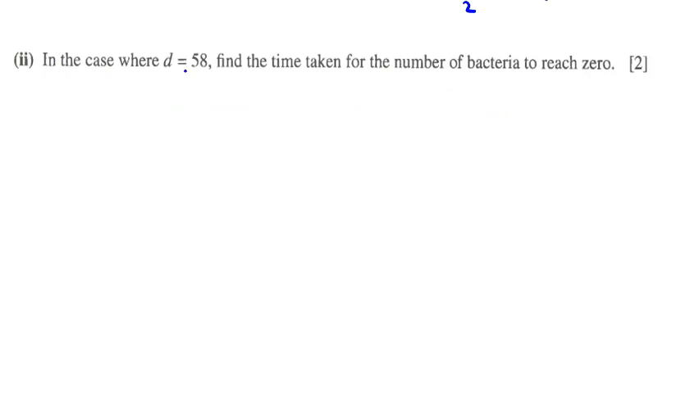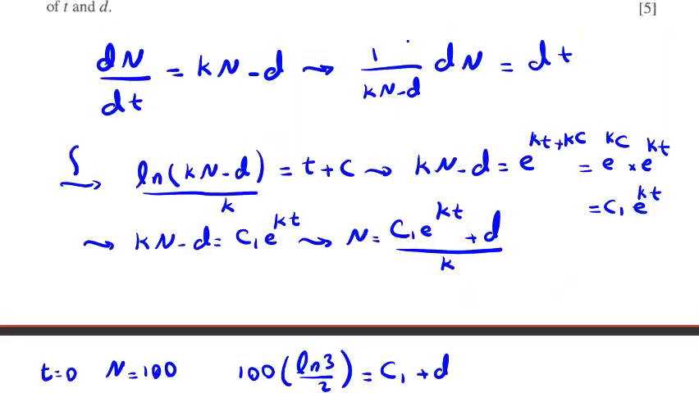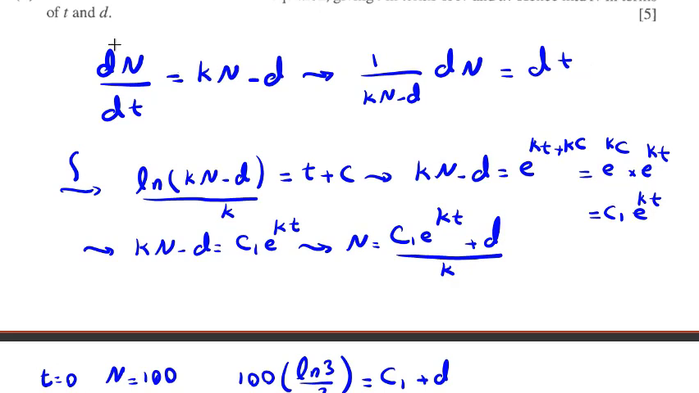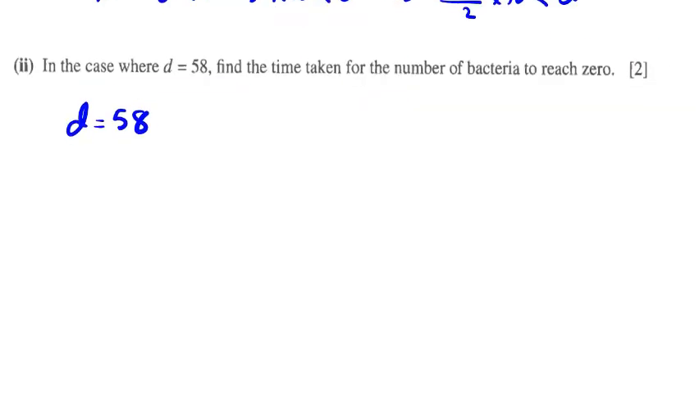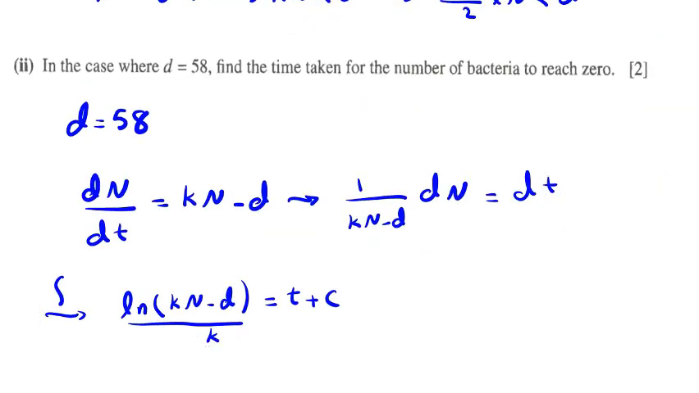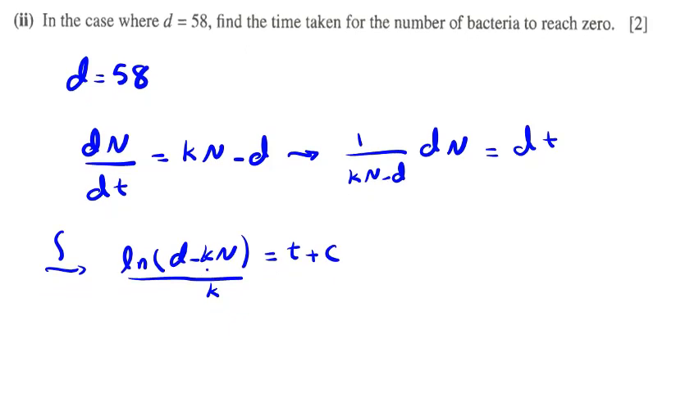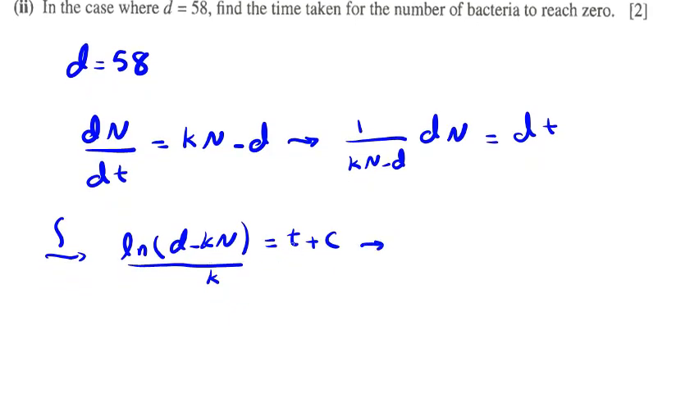Okay, for the second part, in the case where d equals 58, find the time taken for the number of bacteria to reach 0. So here we consider this part again until here. Let me copy. Okay, so this time, because we want to reach 0, we know d is greater than kn. I told you, if d is greater, solve like this. So ln of this over k equals t plus c. You multiply by k, ln of d minus kn equals kt plus kc.